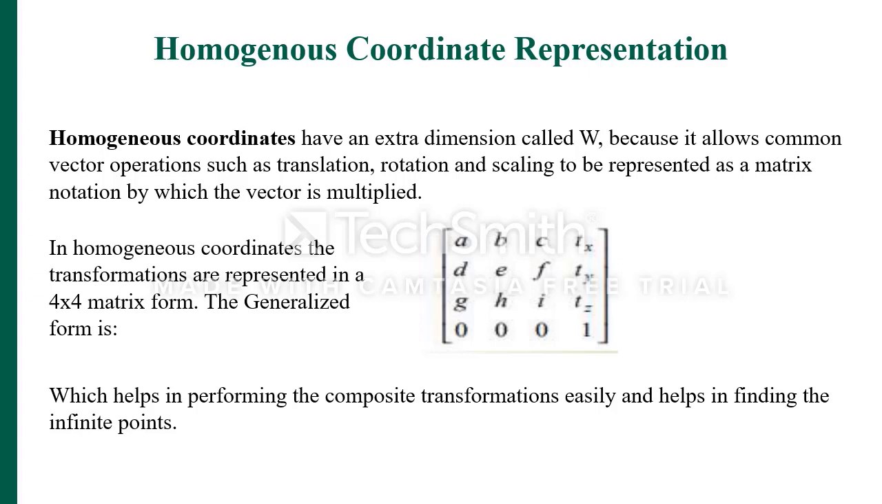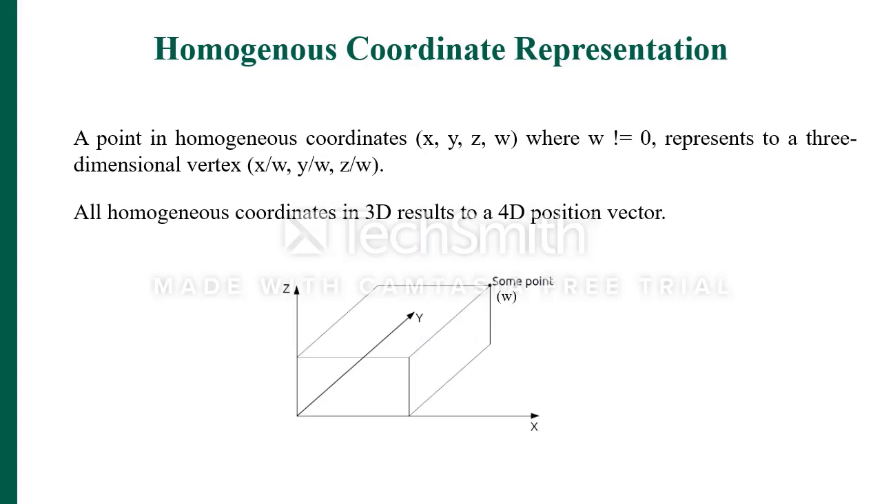Next, homogeneous coordinate representation. What does homogeneous coordinate mean? It means we are adding a fourth dimension, to be more precise. Let us name it w. So let the fourth coordinate be w. The reason we add this homogeneous coordinate is that it helps us develop a 4x4 generalized matrix form, and using this we can find multiple points. Multiple, infinite points can be declared using this 4x4 transformation.